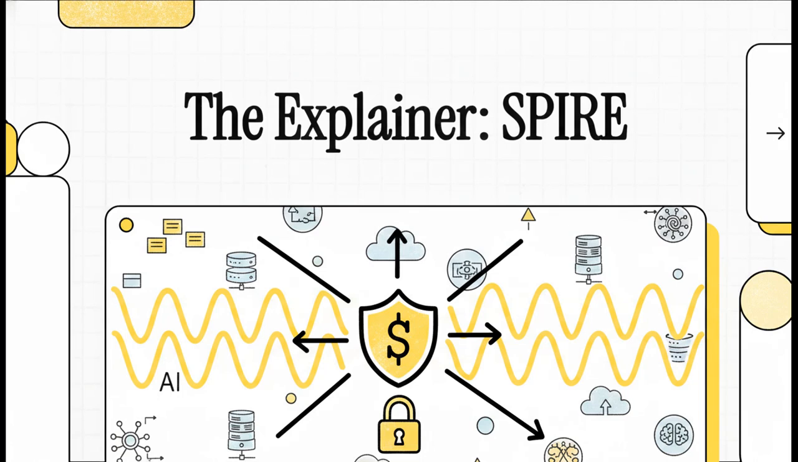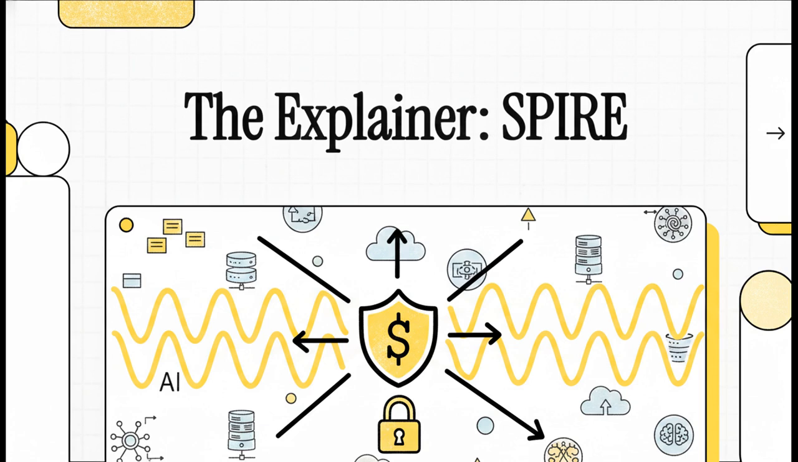Welcome to The Explainer. Today, we are breaking down a seriously critical piece of modern infrastructure. We're going to look at exactly how SPIRE acts as a robust defense layer against lateral movement in our increasingly complex AI and cloud environments. If you've ever found yourself worrying about how one single breach manages to spread like wildfire across an entire system, well, this one is absolutely for you.